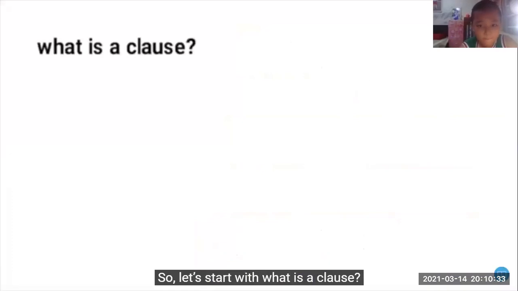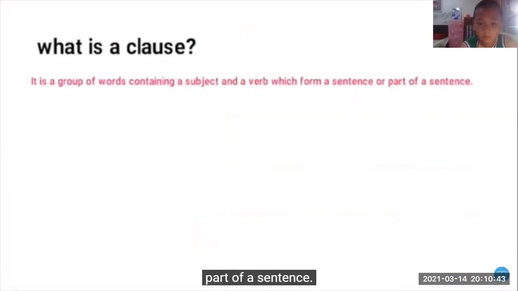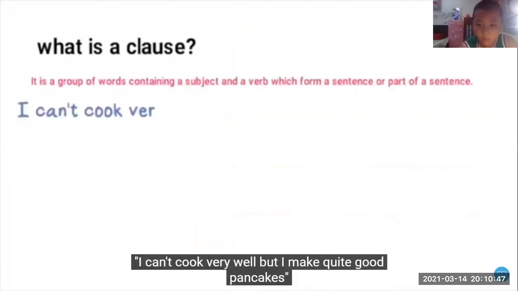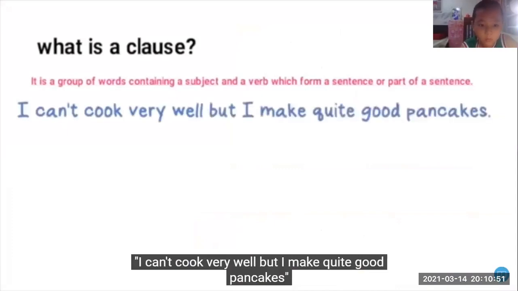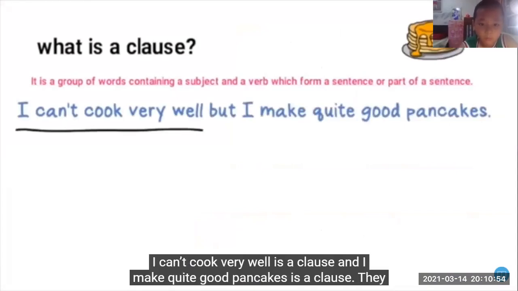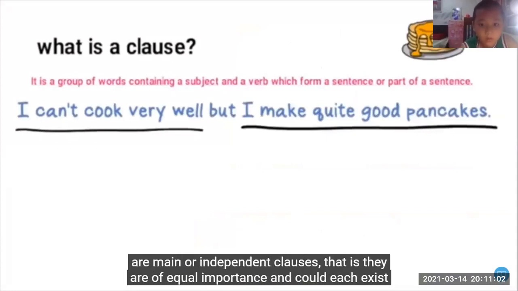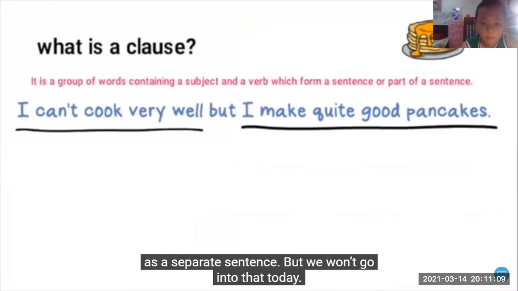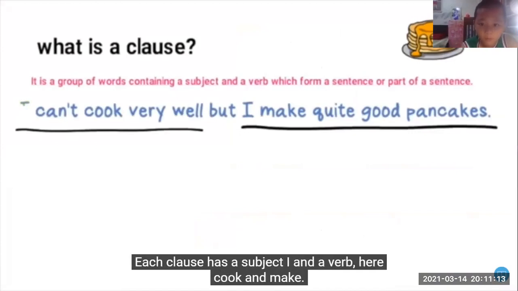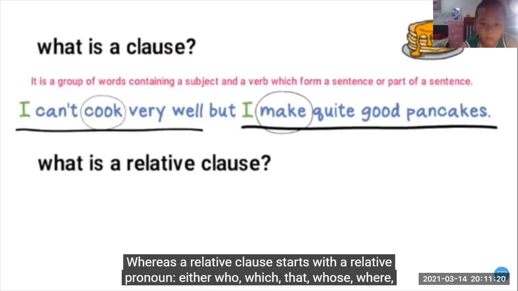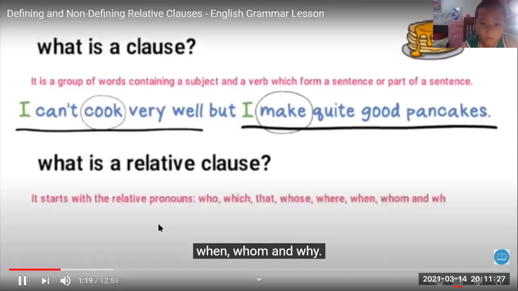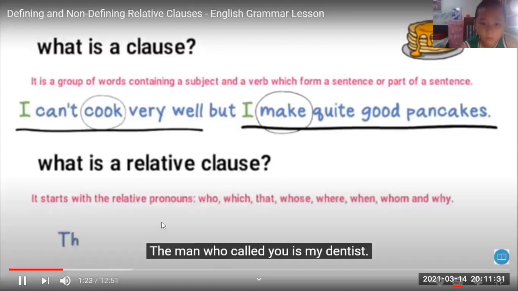So let's start with what is a clause? A clause is a group of words containing a subject and a verb, which form a sentence or part of a sentence. So an example could be, I can't cook very well, but I make quite good pancakes. I can't cook very well is a clause, and I make quite good pancakes is a clause too. They are main or independent clauses, that is, they are of equal importance and could each exist as a separate sentence, but we won't go into that today. Each clause has a subject, I, and a verb, here, cook and make. Whereas a relative clause starts with a relative pronoun, either who, which, that, whose, where, when, whom, and why. For example, the man who called you is my dentist.